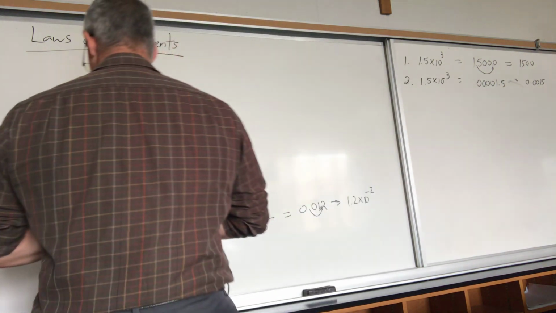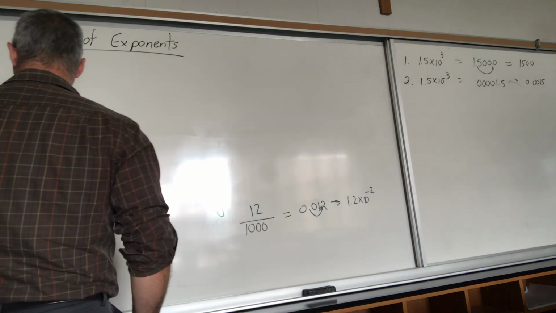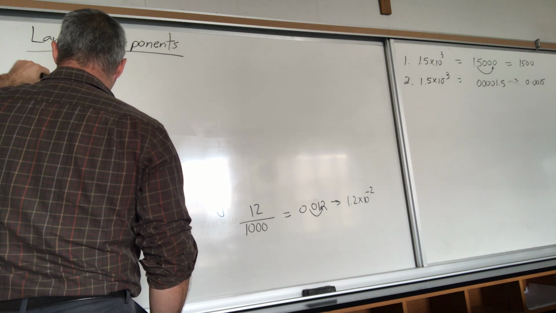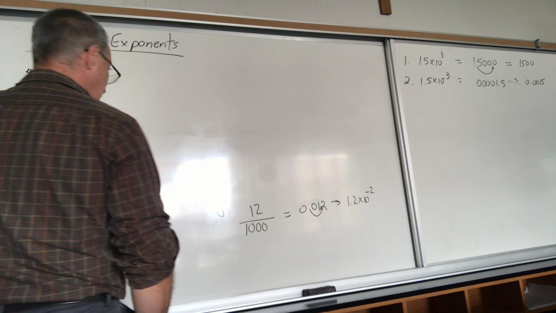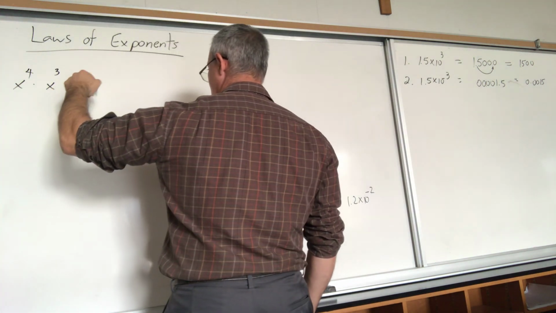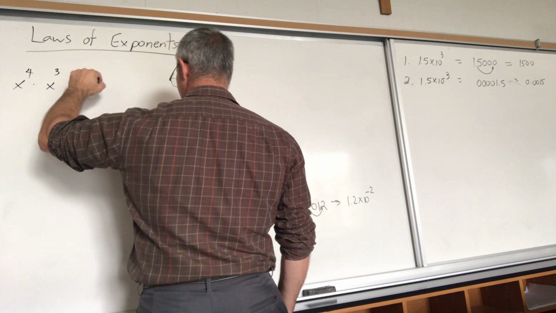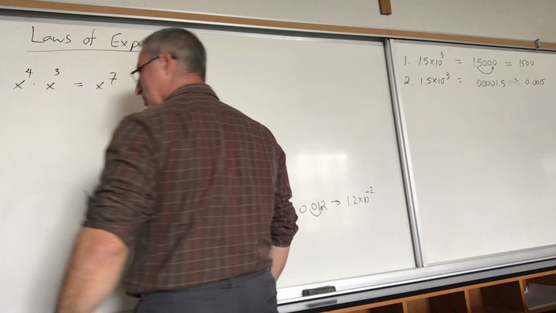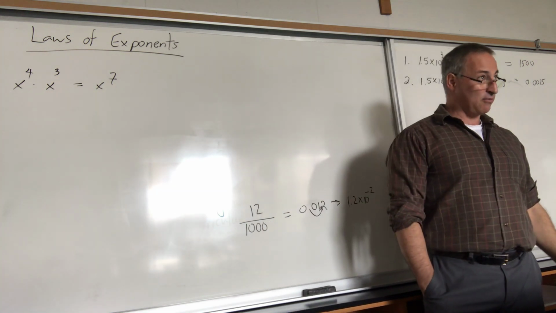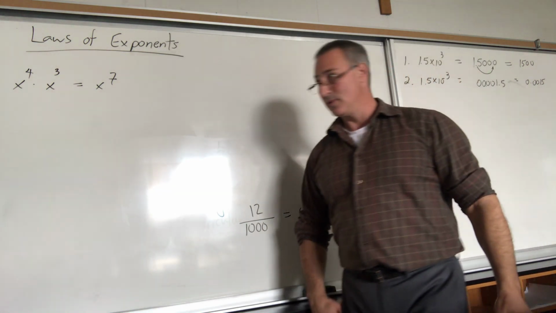Laws of exponents. The first law says that when you multiply two numbers raised to a power, obviously it's got to be the same number. You're going to have the same base. Then you add the powers. So x to the power 4 times x to the power 3 is equal to x to the power 4 plus 3, or x to the power 7.